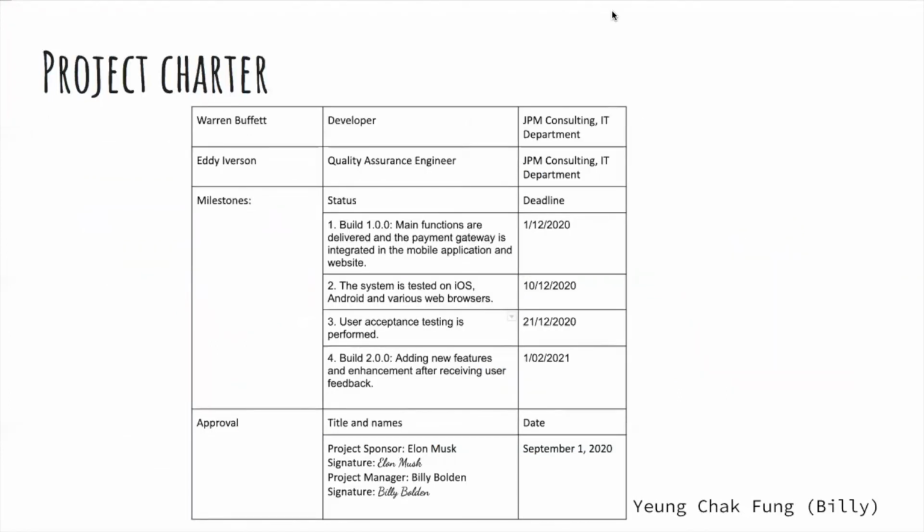The milestones of the project charter clearly state the deadlines of 4 important events. The first milestone is to provide the key features of the system. After that, software testing, user acceptance test, and software enhancement will also be performed in order.